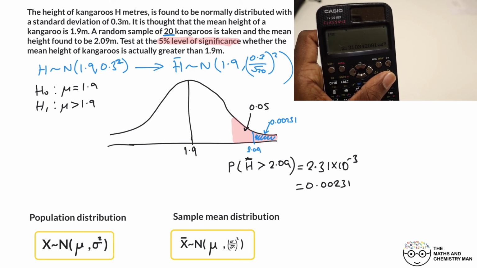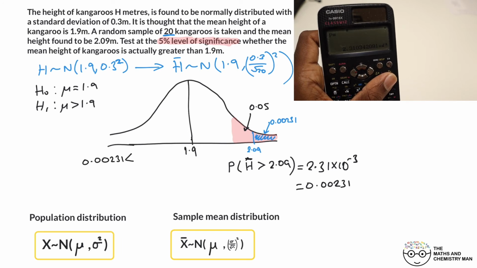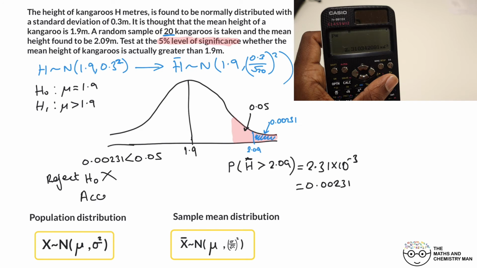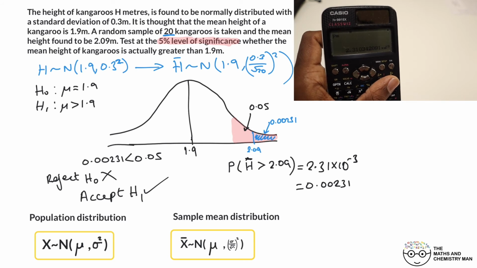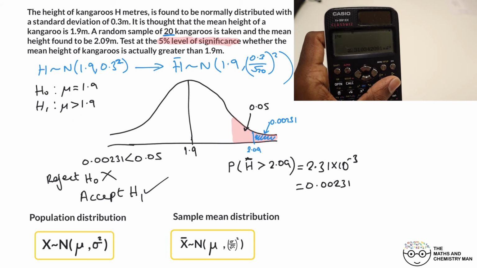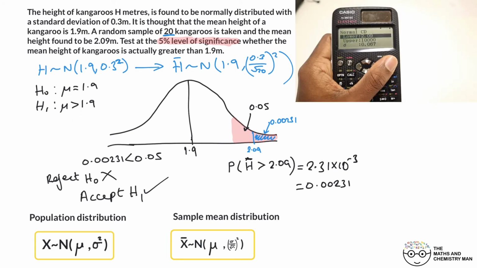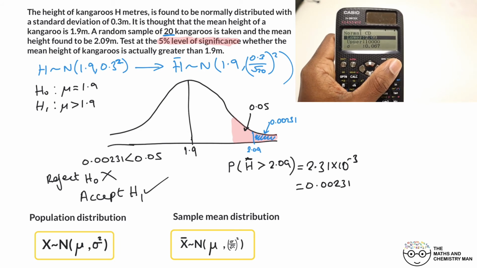So let's put it as this. We can say 0.00231 is smaller than 0.05. And what that means is that we can reject H0. So let's put maybe reject H0, cross that one out. And what we'll need to do now is accept H1, which is our alternate hypothesis there. So what have we found out? We found out that there's enough evidence to say that the mean of these kangaroos is in fact greater than 1.9 meters. Now, as I mentioned, there is two ways to solve these kinds of problems.